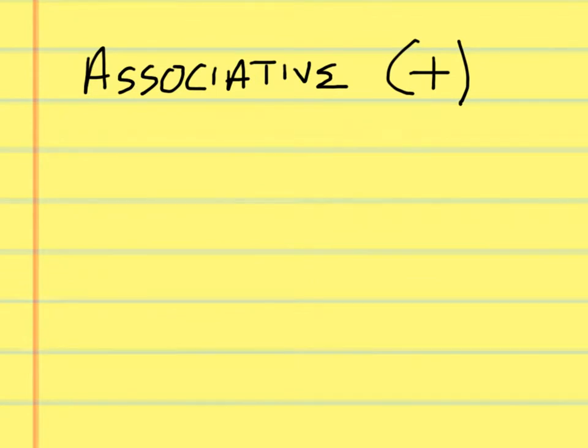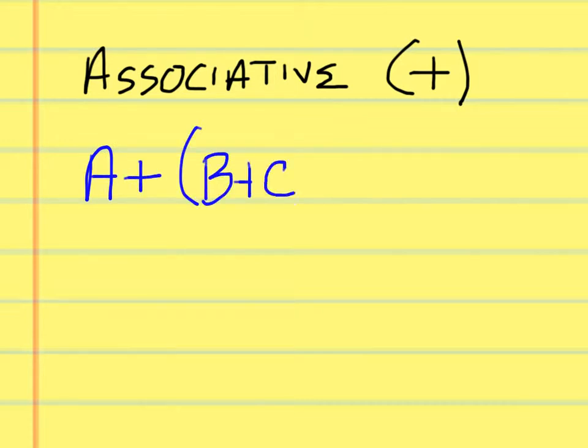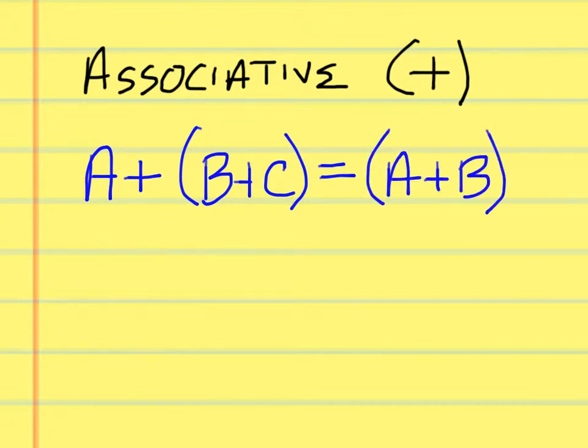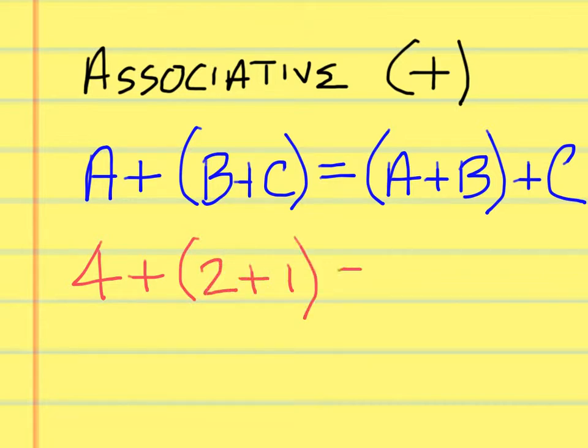The associative property of addition. In general, it's A plus the quantity of B plus C is the same thing as the quantity of A plus B, close the quantity, plus C. That's the same thing as saying this. If I had 4 plus the quantity of 2 plus 1, it is the same thing as the quantity of 4 plus 2, close the quantity, plus 1.